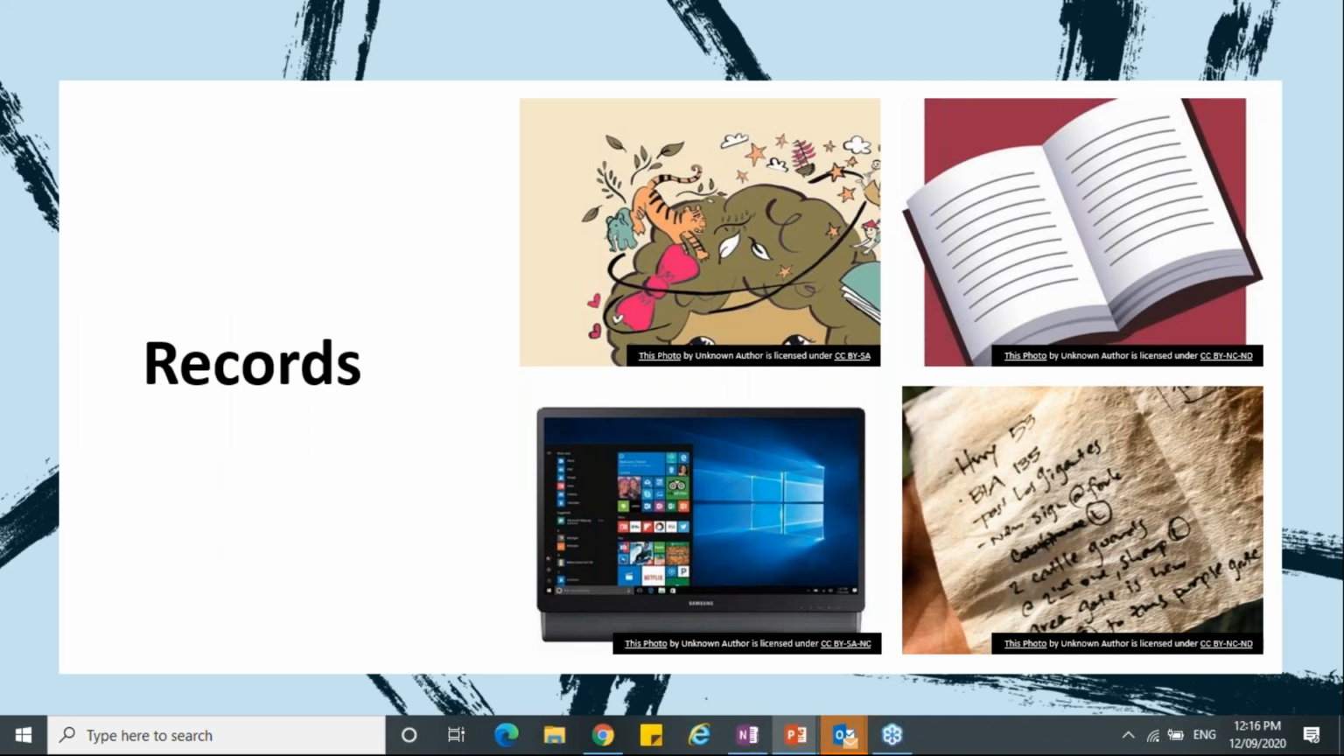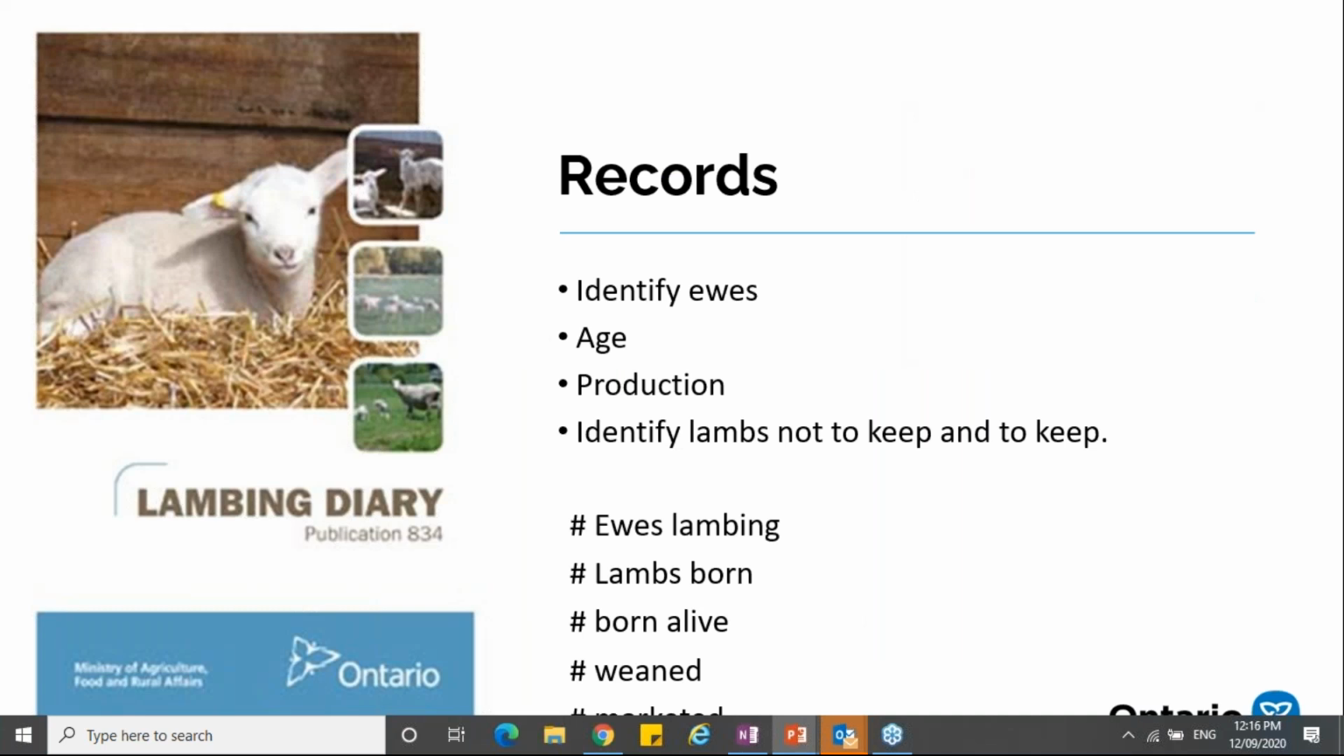So to do a good job of culling, you need some records. Whether you realize it or not, you're keeping records anyway, whether it's in your head, on a napkin, in a book with marks, or using software and some sort of IT solution. And so to do the best job at culling, you need something a little better than your memory.